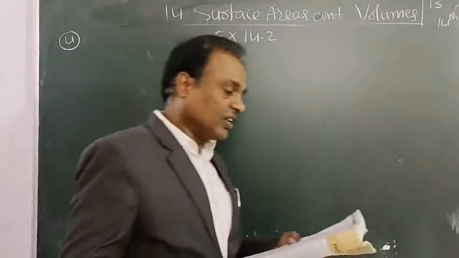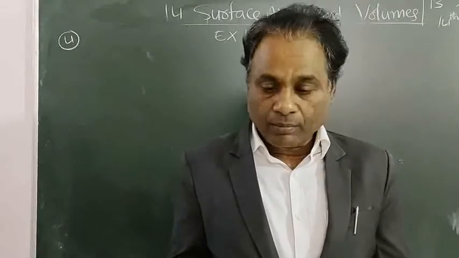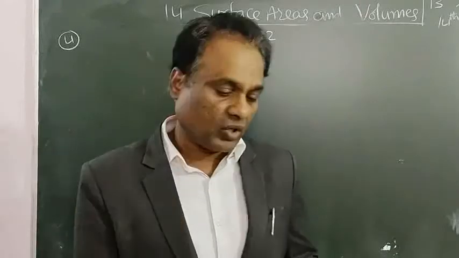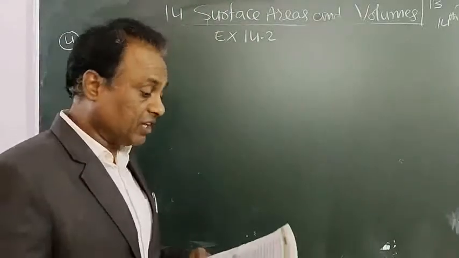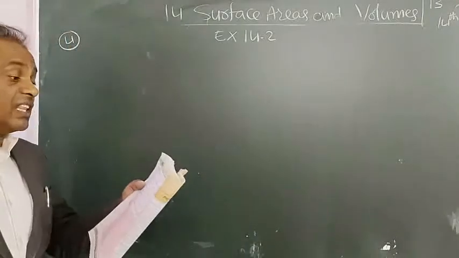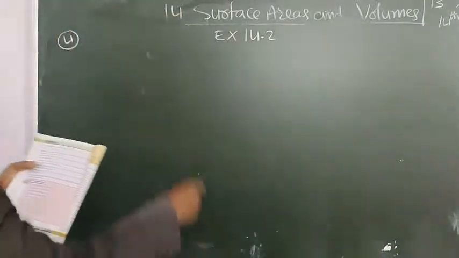Exercise 14.2. Actually this is the old textbook, and as per this the page number is 310, but in your textbook the page number may differ. So, fourth question: find the volume of each cube whose sides are given.